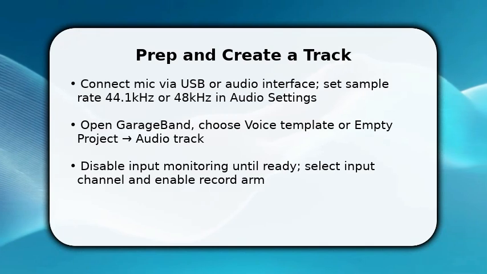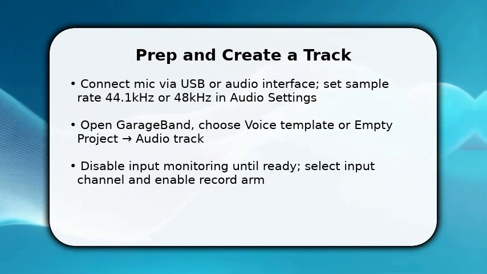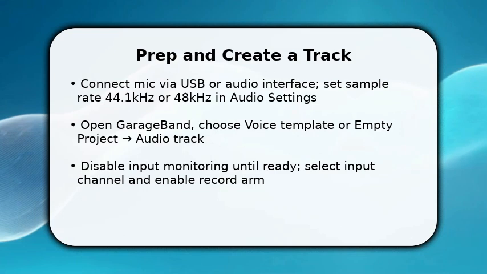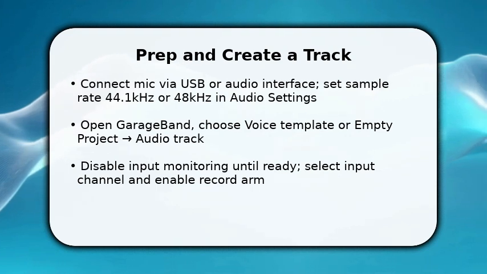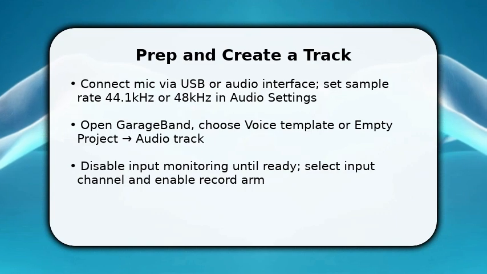You start by connecting your microphone or audio interface and selecting the correct input in GarageBand. Choose a voice template or create an empty project and add an audio track, then set the sample rate to 44.1 kHz or 48 kHz. Once done, pick the input channel that matches your mic and arm the track for recording. Make sure input monitoring is off while you set levels, because that prevents feedback. This gets your project and track ready so you can focus on capturing clean takes.